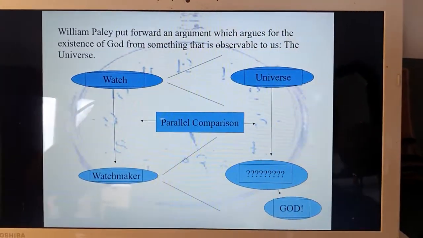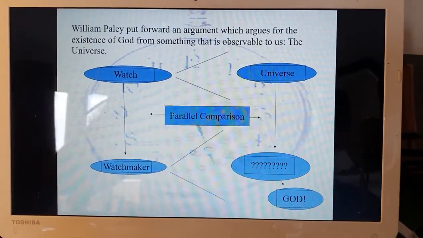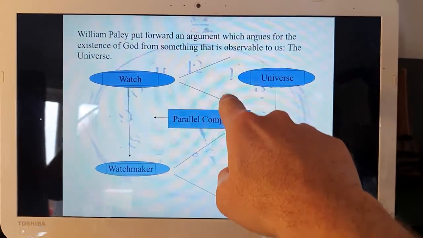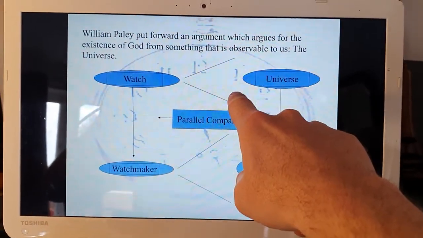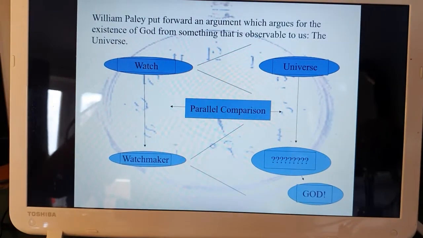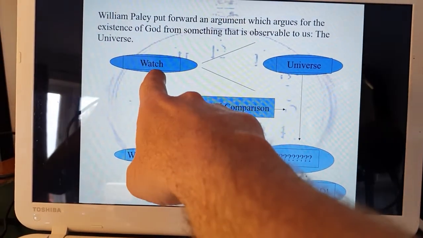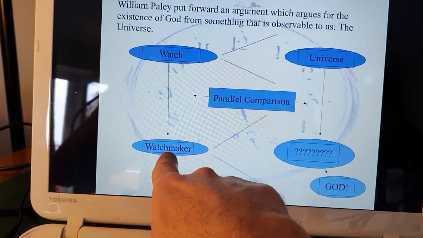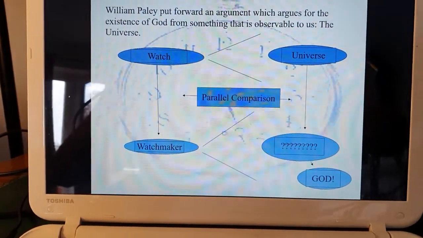A good way to explain it is to have a look at this diagram. So firstly, he compares a watch to the universe and accepts that the universe is massively more complex than a watch. And then he says that because the watch is made by a watchmaker, we know that there's definitely a designer there.